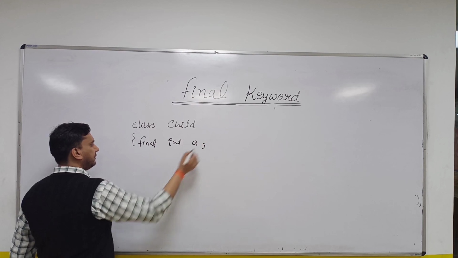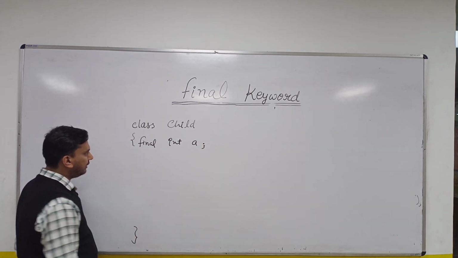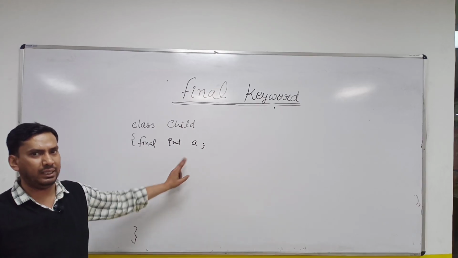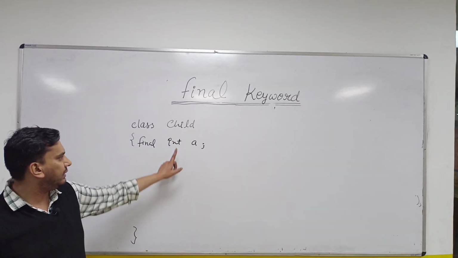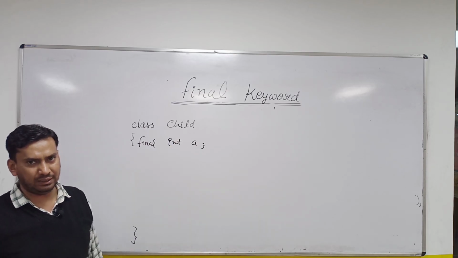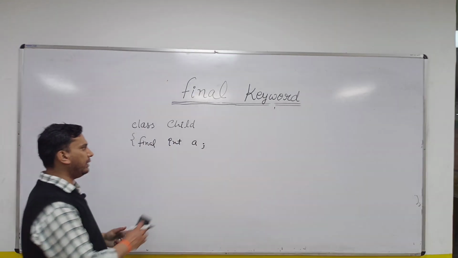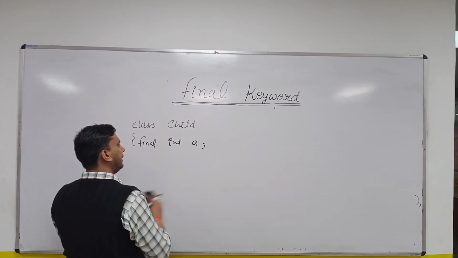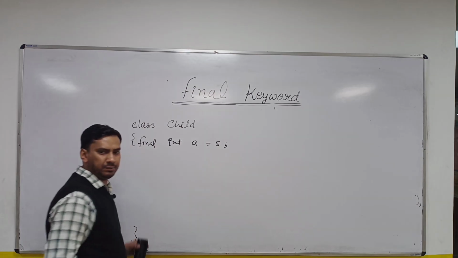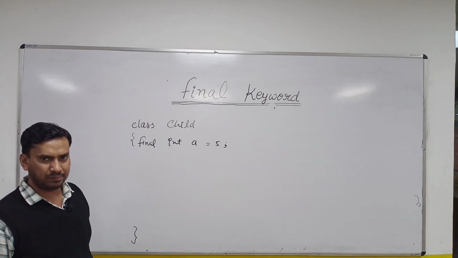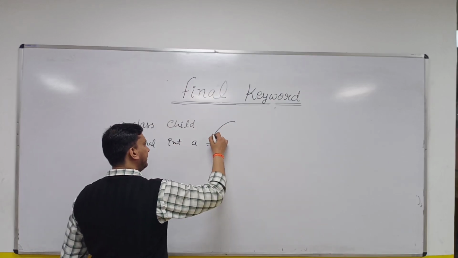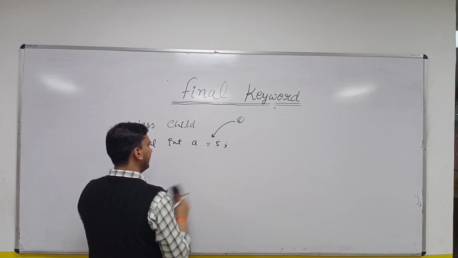Please understand this very carefully. I have declared this final int a. This is a compilation error because we are not initializing it. This is an instance variable and I am not initializing it. This is a compilation error, right? So what you can do is, the first place where you can initialize is during the declaration. I can write it like this. So this is okay. This is your first place where you can initialize it.